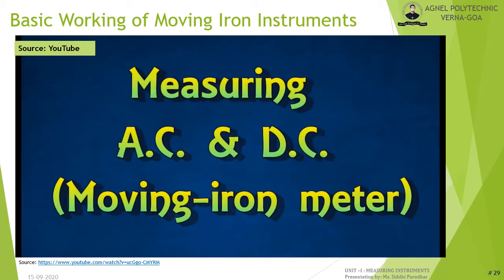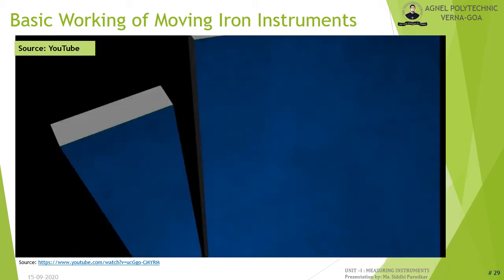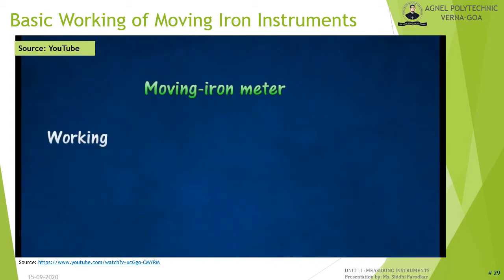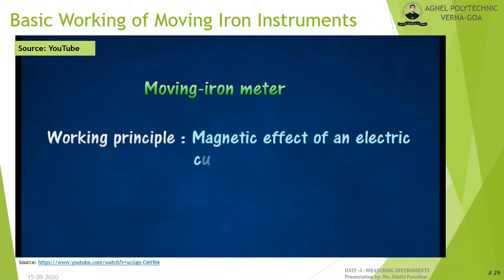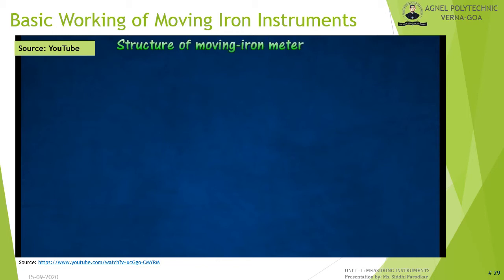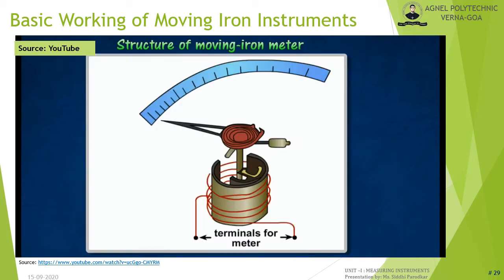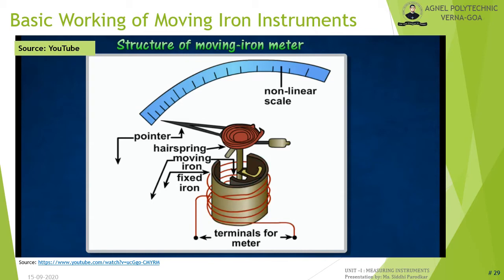Measuring direct current and alternating current with moving iron meter. A moving iron meter is a device that makes use of the magnetic effect of an electric current. The following diagram shows the basic structure of moving iron meter. The moving iron meter consists of a coil inside, which contains two soft iron circular bars. The larger bar is fixed. The smaller bar is attached to an axle pivoted on jeweled bearings.